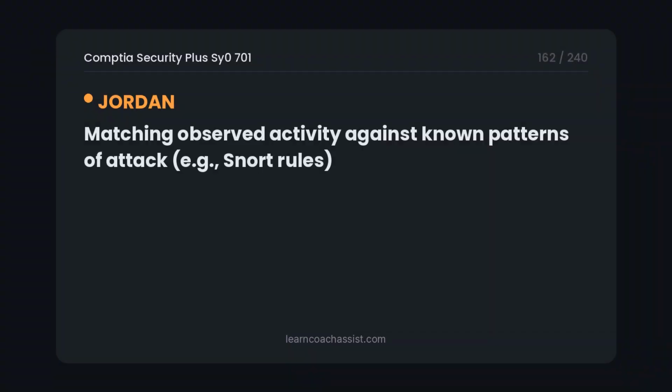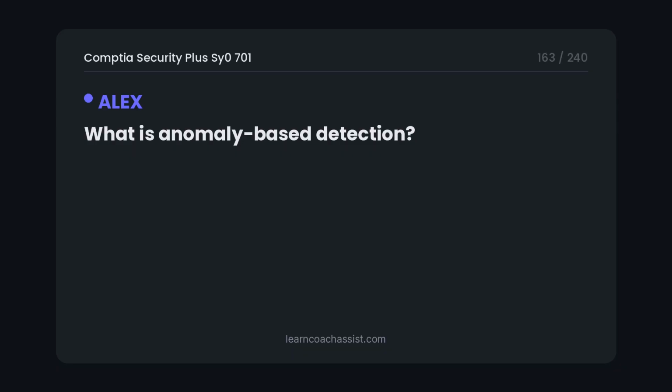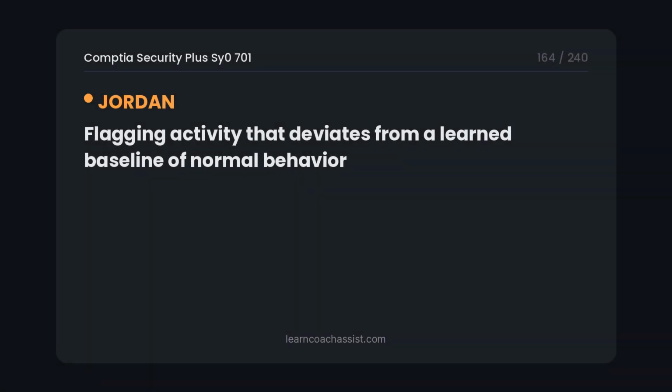What is signature-based detection? Matching observed activity against known patterns of attack, e.g., Snort rules. What is anomaly-based detection? Flagging activity that deviates from a learned baseline of normal behavior.